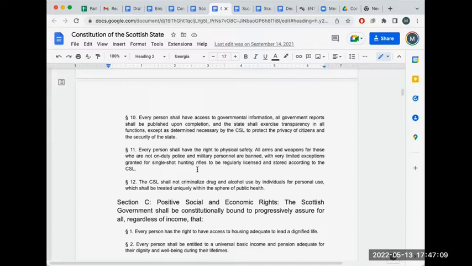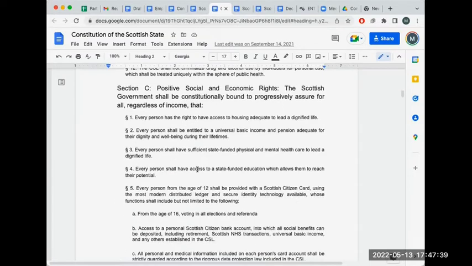Also, the corpus of Scottish law shall not criminalize drug and alcohol use by individuals for personal use, which shall be treated uniquely within the sphere of public health. So that's the decriminalization of drugs for personal use. It's a big subject. Obviously, there will be differing views on that, but I think that taking personal use out of the criminal domain and placing it in the health domain would be a positive step forward.